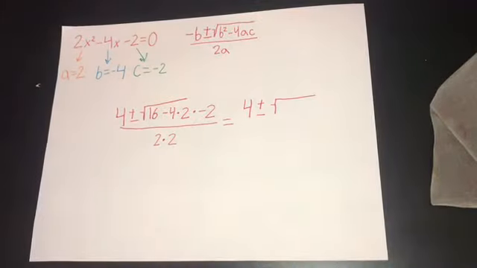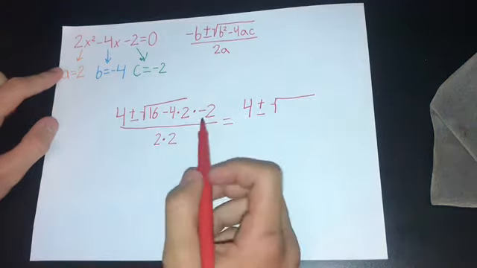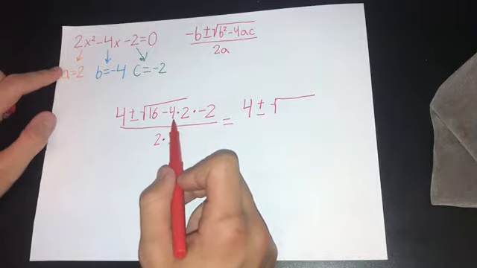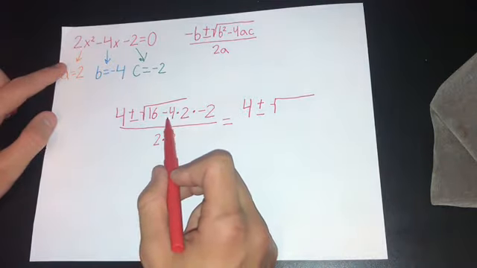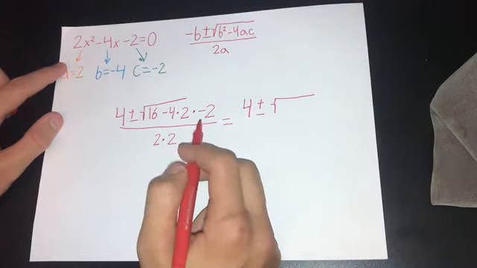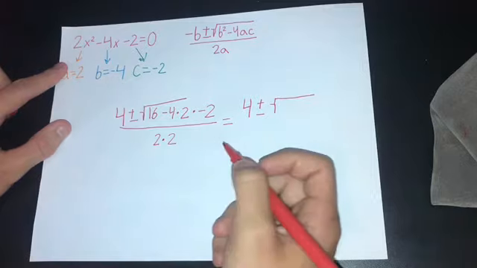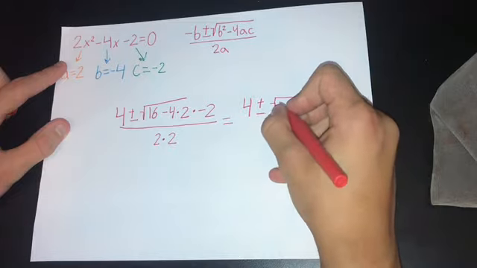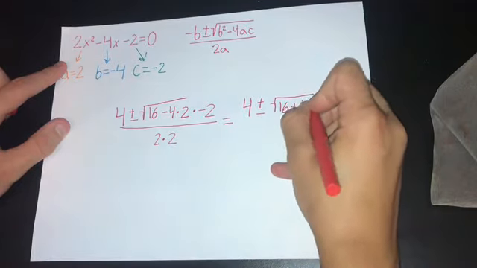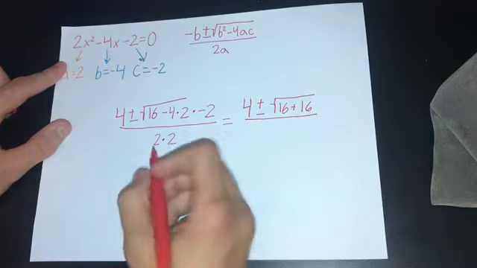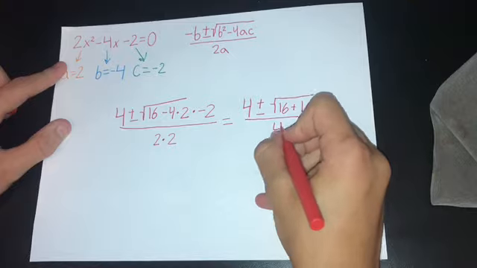Alright, now that we have all of our variables plugged in, we can begin to simplify even further. Because of PEMDAS, we're going to start under the radical, and we're going to start with the multiplication. So 4 times 2 is 8, but since it's a -4, it's -8. And -8 times -2 is a positive 16. So under here, it'd be 16 plus 16. And now we can go under and do 2 times 2 equals 4.